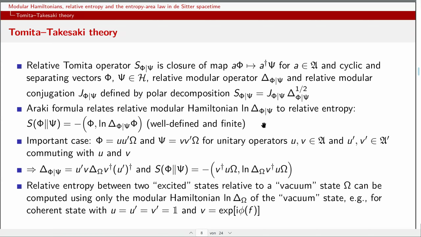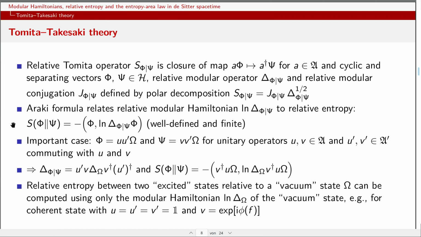And then the important formula for the computation, the so-called Araki formula, relates the relative modular Hamiltonian, so log of delta phi psi, to the relative entropy. One can show that in quantum mechanics, the relative entropy defined with the density matrices, as on the first slide, is equal to the right-hand side. But the point is that the right-hand side is also well-defined in quantum field theory, because the relative modular Hamiltonian is a well-defined operator there. So this shows also that this relative entropy is a finite quantity. It's independent of the UV cutoff, it doesn't diverge.